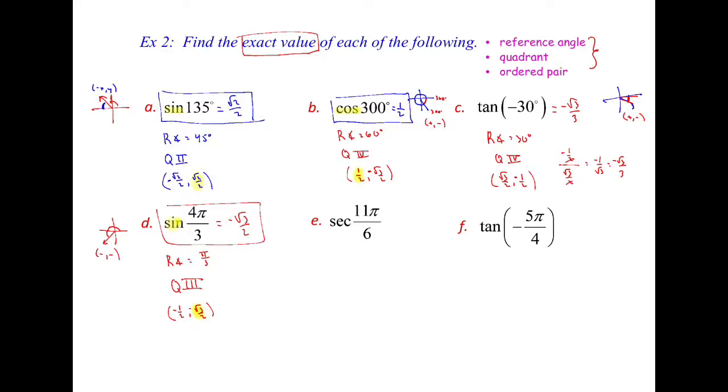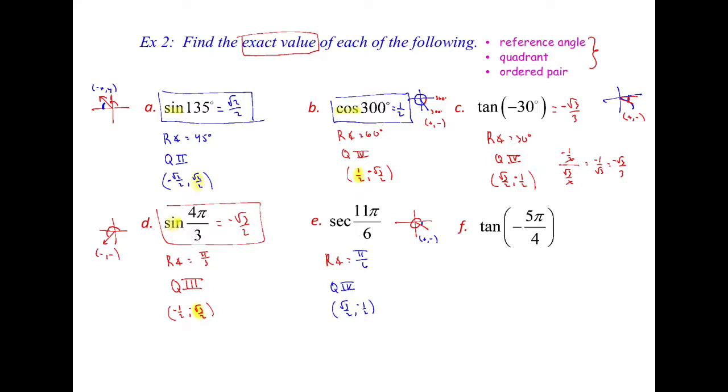Okay. Secant of 11 pi over 6, reference angle. Remember, pi over 6 is a 30 degree, so if you go 11 pi over 6 around, you almost make it a full rotation, but not quite. And so what is left here would be another pi over 6. So your reference angle is pi over 6, located in quadrant 4, with an ordered pair, because x is positive and y is negative. That would be square root of 3 over 2, comma 1/2, with y being negative.